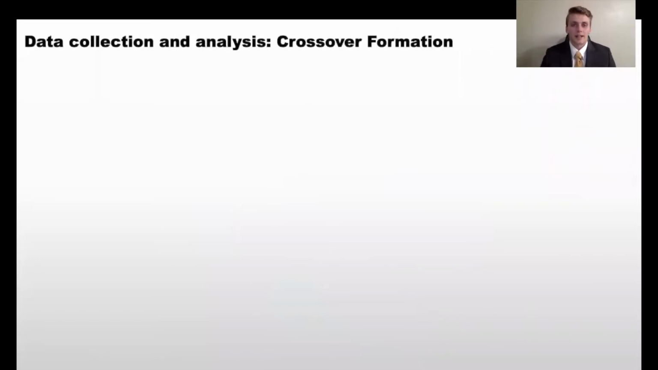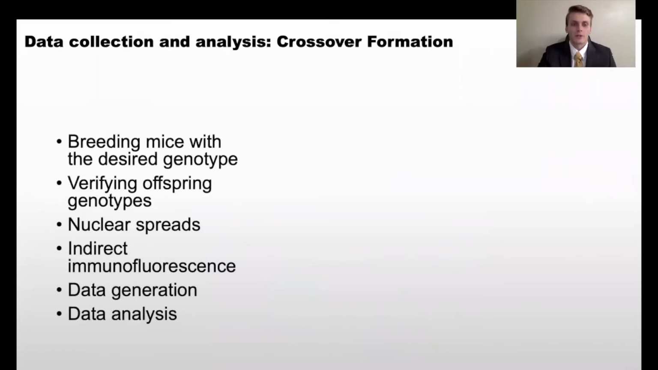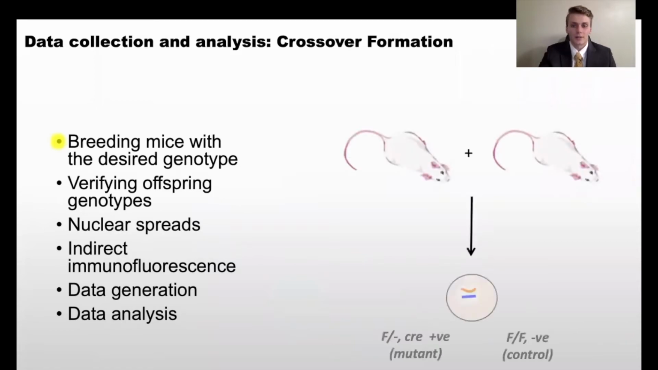Now that we have a solid background for my experiment, let's jump into the process. To harvest the data was a lengthy task. First, we had to breed mice with the desired phenotype. As discussed previously, we need a control group and a mutant group. Mating pairs of mice were set up optimally to yield pups with our desired genotypes, as depicted by the diagram.